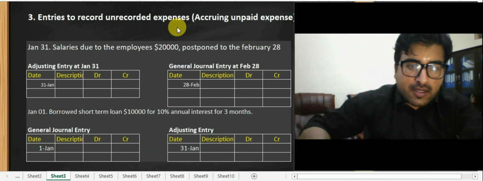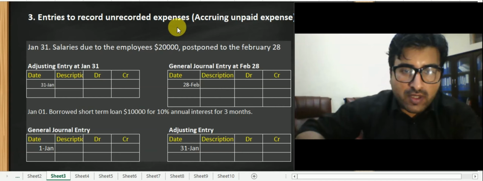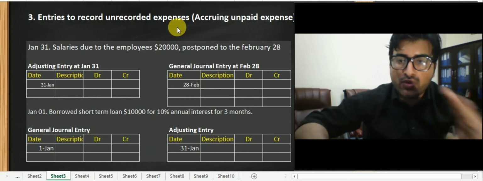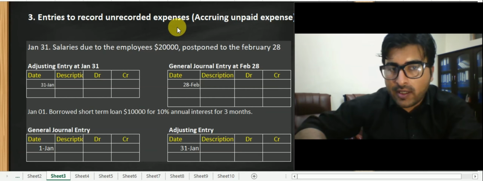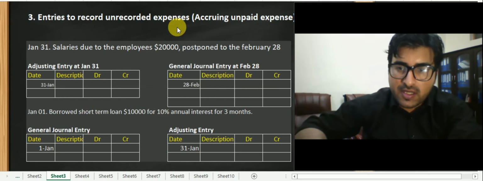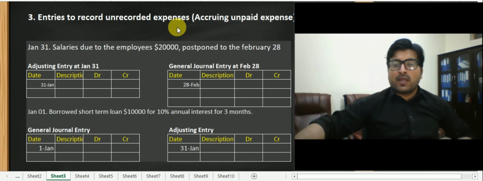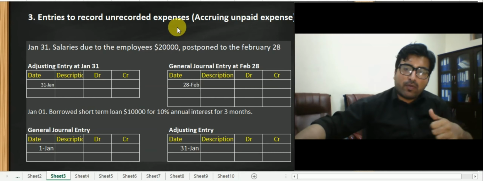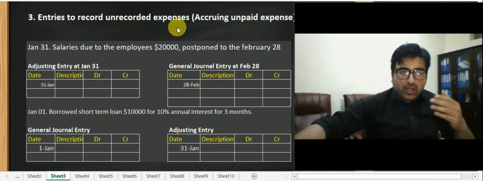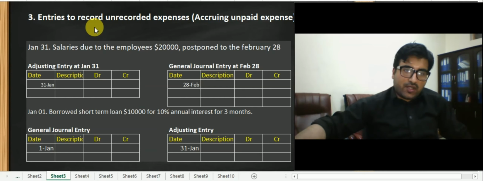In the last lecture, we discussed adjusting entries and the types of adjusting entries, and we covered the two types of adjusting entries. The first was converting assets to expenses, and the second was converting liabilities to revenue. And now, this lecture is only the continuation of the previous lecture, where we discussed the third and the fourth types of adjusting entries. Okay, dear students, look here.